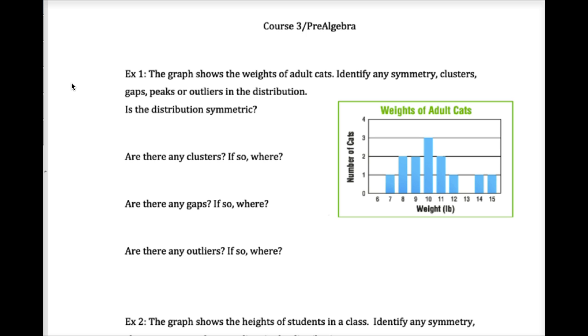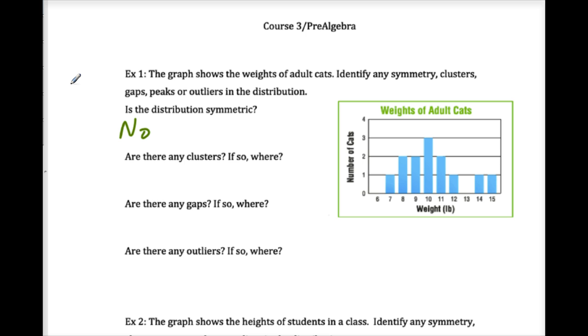Here we go. Is this distribution symmetrical? Yes or no? No. It is not the same on both sides. Here's where I see most of the data. It's not symmetrical. Okay. Are there any clusters?